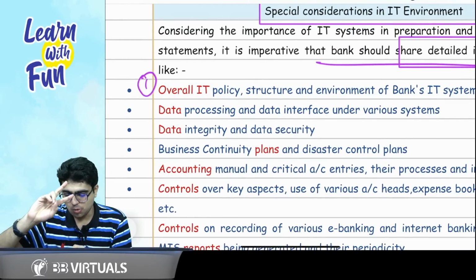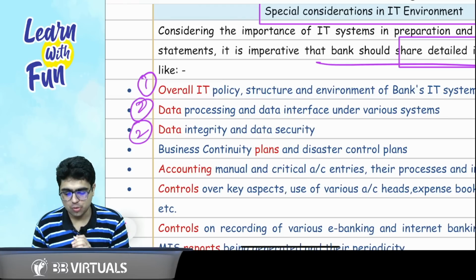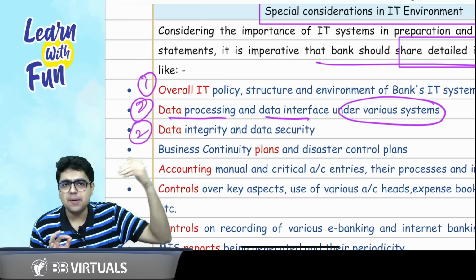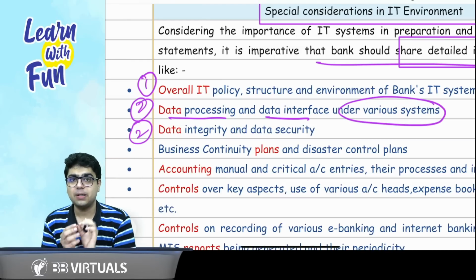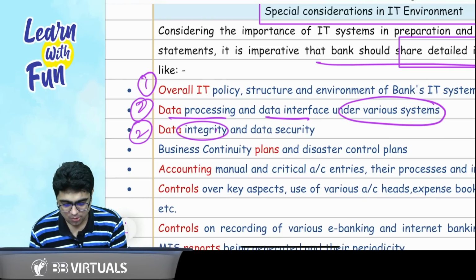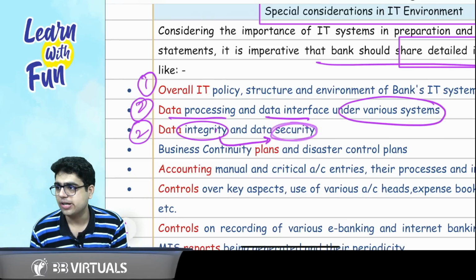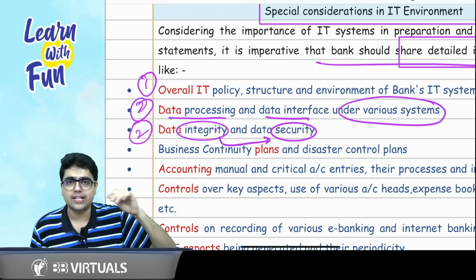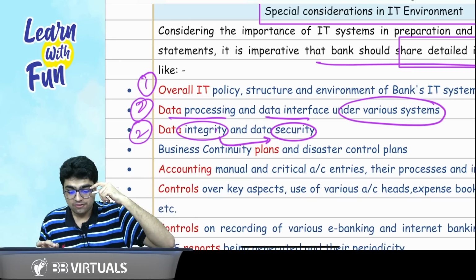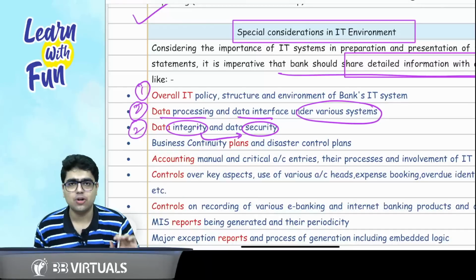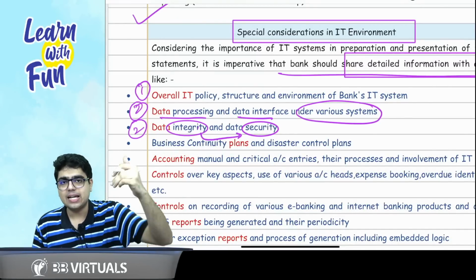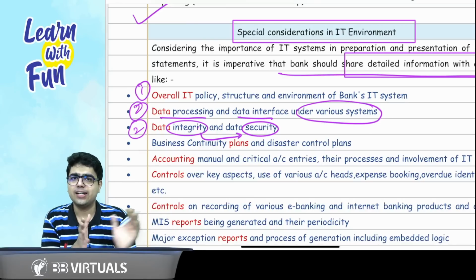Then we discuss 2 points of data. Sir, what were the 2 points of data? Data processing and data interface under various systems, but we need to be sure that the data is right, that is the data integrity, and how it is protected by the data security. So again, 3 points: IT policy, which shows the IT policy, structure, and environment of the bank's IT system. Then comes data processing and data interface, data security and data integrity.